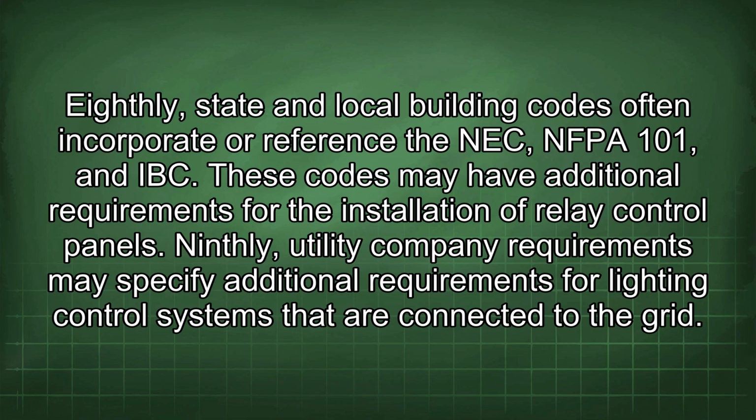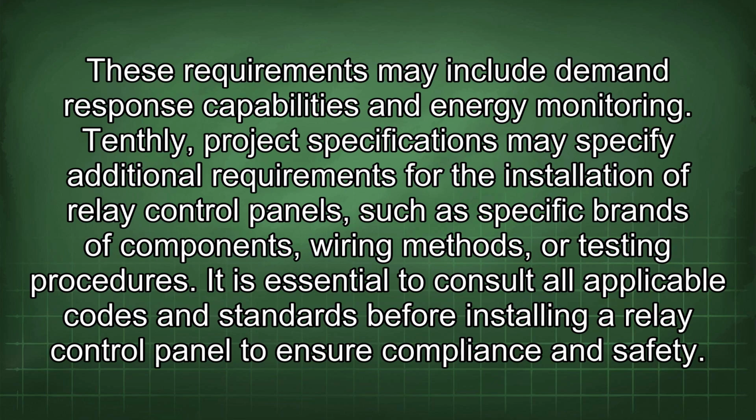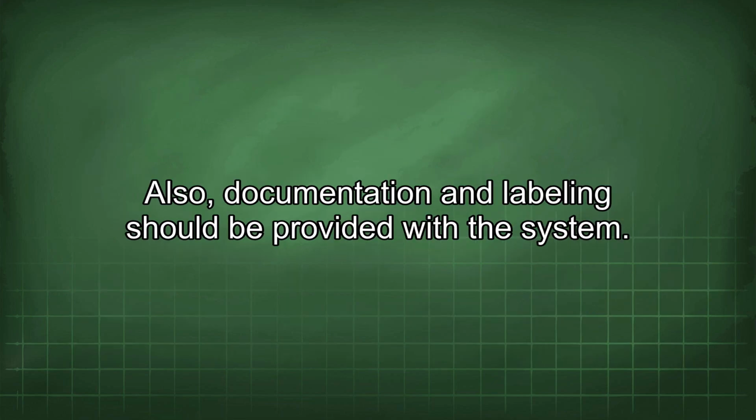Ninthly, utility company requirements may specify additional requirements for lighting control systems that are connected to the grid. These requirements may include demand response capabilities and energy monitoring. Tenthly, project specifications may specify additional requirements for the installation of relay control panels, such as specific brands of components, wiring methods, or testing procedures. It is essential to consult all applicable codes and standards before installing a relay control panel to ensure compliance and safety. Also, documentation and labeling should be provided with the system.